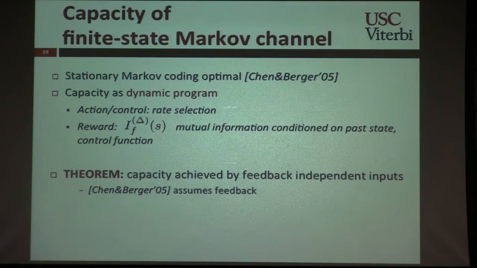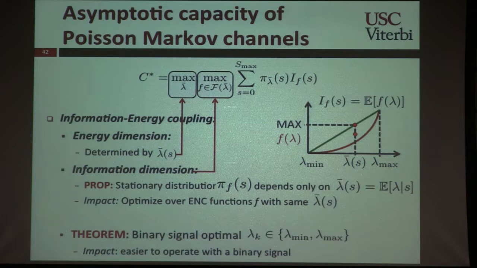So in the Chen and Berger paper, they show that you can write the computation of capacity as a dynamic program. And we can do that as well in our particular case. And so essentially, the reward here is the sort of mutual information per state, which is conditioned on this past state S as well as our control function. One of the things that we can show, as I alluded to earlier, is that capacity is achieved by feedback-independent inputs, even though we have this Markovian system. And there are other things that we can also show that simplify computation dramatically.